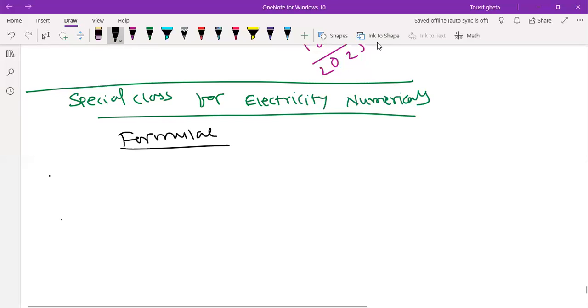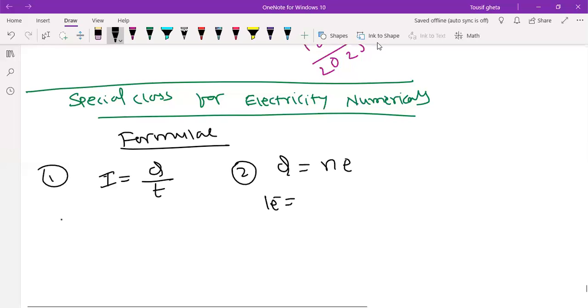So, current, rate of flow of charge. I for current, Q for charge, and T for time. Okay, what is current? Rate of flow of charge. Second, the charge is equal to number of electrons times e. And remember, 1 electron is equal to 1.6 into 10 raised to minus 19 coulomb. C for coulomb.